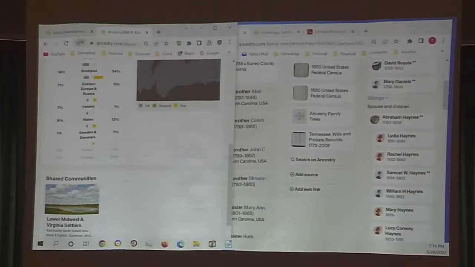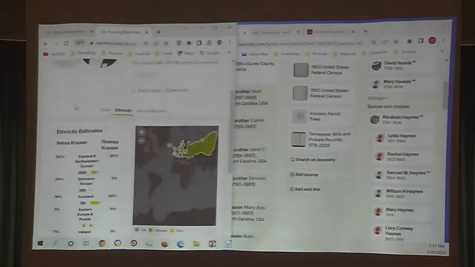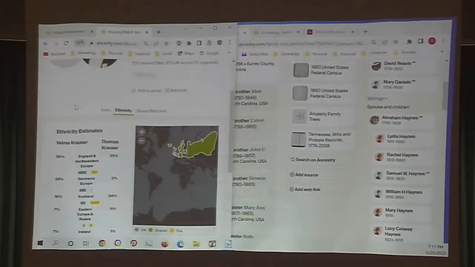Let me get back over to my other screen there. But anyway, so I can look at the ethnicity for each DNA match that's on that tree.